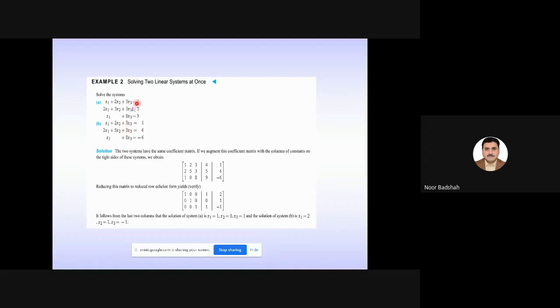So you do what? We consider the coefficient matrix, then augment the right side of the first system and the second system. And then we convert this matrix into reduced echelon form. Okay, so you see for the first system the solution is 1, 0, 1. For the second system the solution will be 2, 1, minus 1 if you convert that into reduced echelon form.